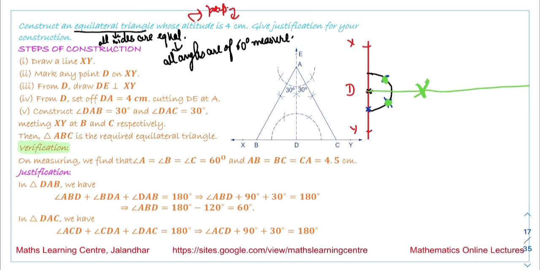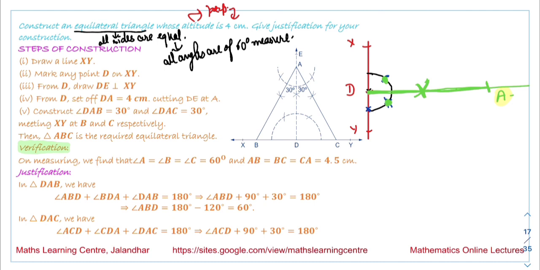we obtain this line over here, and on this line, from the point D, we mark a point at a distance of 4 centimeters, and we call that point A. From this point D, on this line, we have marked a point A that is at a distance of 4 centimeters from D.